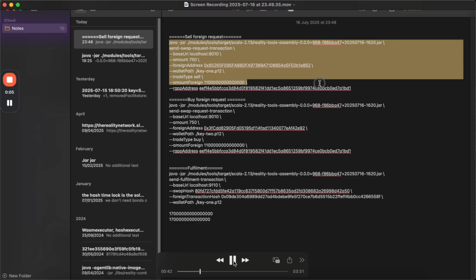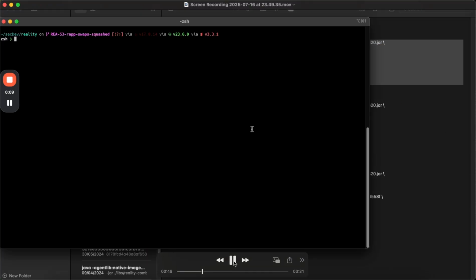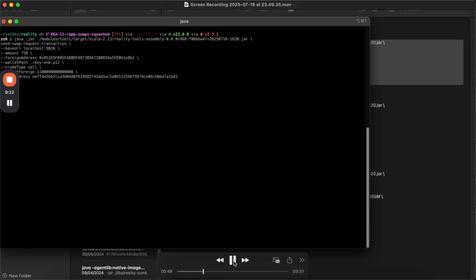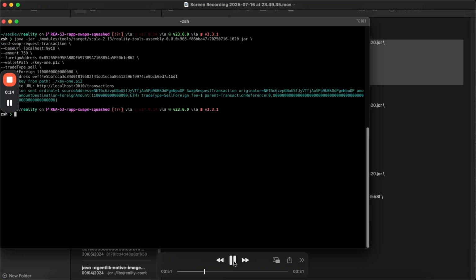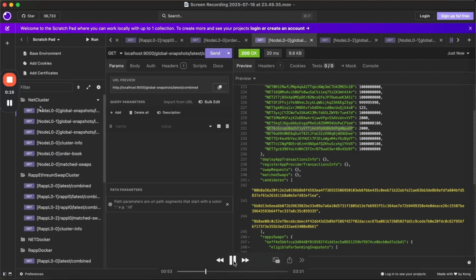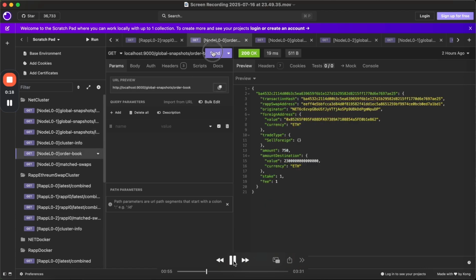All right, what you're looking at here is the raw transaction layer. These are three separate signed messages submitted via command line. The first is a sell request. It's offering 750 NET in exchange for 0.0011 ETH. What we're demonstrating here is a swap between two different people. Each request comes from a separate wallet with its own private keys and address.